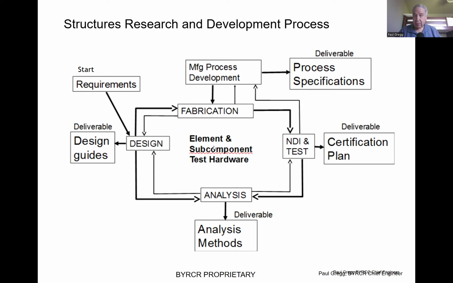Now, this says element and subcomponent hardware because you don't have to build the whole airplane. You can build a wing, and that's a subcomponent of an airplane. And even smaller than that, you can build a joint in a wing, something you know is going to be critical, and you can build a bunch of joints and test them. And you can design them, fabricate them, test them, and then analyze them and kind of go around this circle a couple of times till you get really good at even the smallest element levels and subcomponent levels. And you start out small and build up.